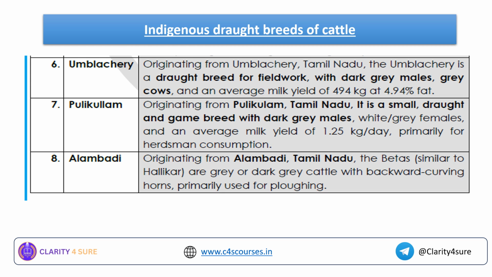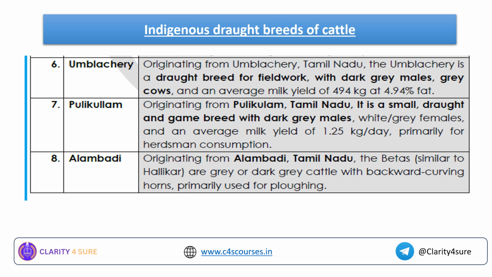See, this is also one of the breeds that originates from the Tamil Nadu region, and it is a draught breed for field work, because we know if it is a draught breed, then it is mainly used for agricultural field work. Okay, which has gray males and the cow also. And the average milk yielding capacity of this particular Umblacheri breed is 494 kg, and the fat percentage is 4.94 percent. Next comes your Pulikulam breed.